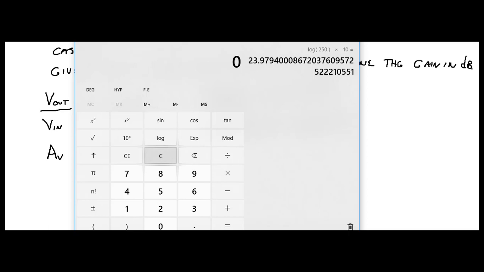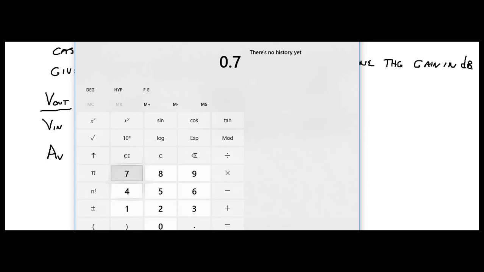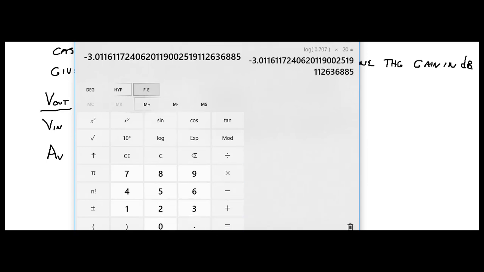So let's clear this out from the earlier one. Get rid of the history. And we're going to say 0.707. We're going to take the log of that. There's the log of it, right? Now, we're going to take that value and multiply it times 20, equals minus 3.0116. So it's roughly minus 3 decibels.